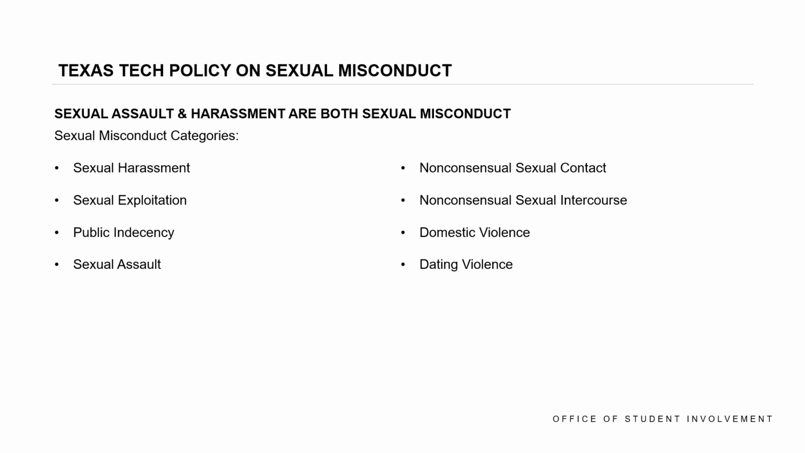Our first category is sexual harassment, which is the unwelcome verbal, written, or physical conduct of a sexual nature that is sufficiently severe, persistent, or pervasive that it unreasonably interferes with the victim's educational experience or creates a hostile educational environment. Our second category is sexual exploitation, which is the taking of non-consensual or abusive sexual advantage of another for the benefit of oneself or a third party.